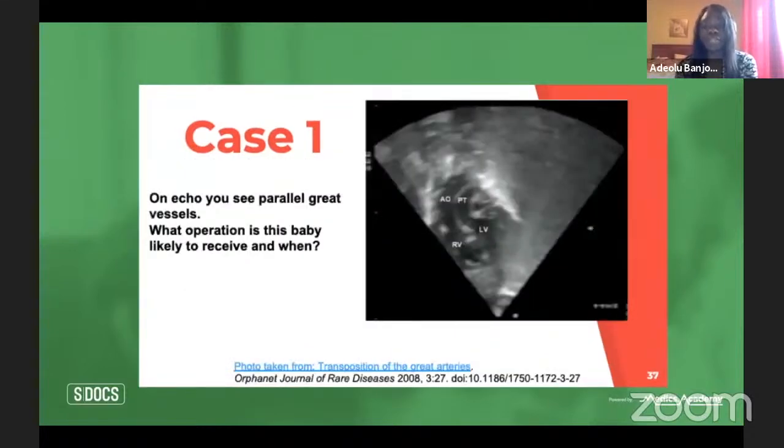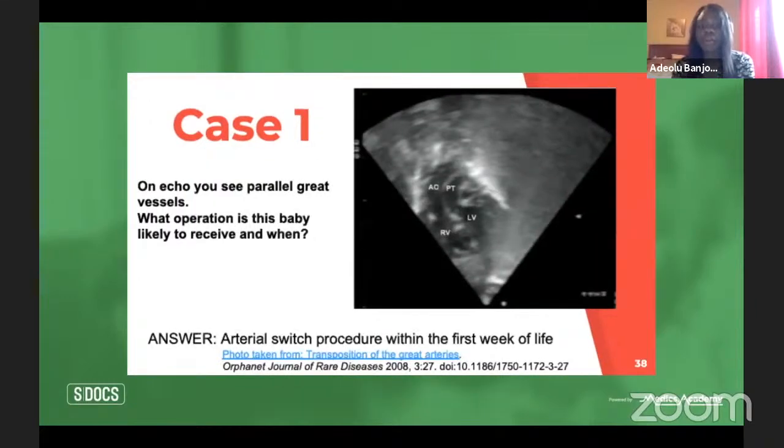Okay, so this is a continuation of that same case. You give your prostaglandins first, then you perform an echo, and on echo you see parallel great vessels. So the question is, what operation is this baby likely to receive and when? Parallel great vessels is a sign of a transposition, so transposition of the great arteries. And so the operation that this baby will need is an arterial switch procedure. And these occur in the first week of life. So basically, as soon as you can do the procedure, you tend to just do it. And that's because these babies just won't do well before getting this procedure done.